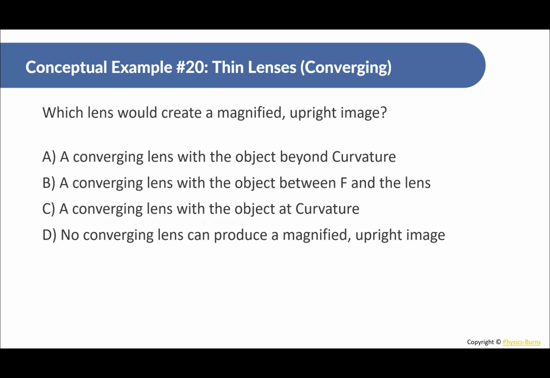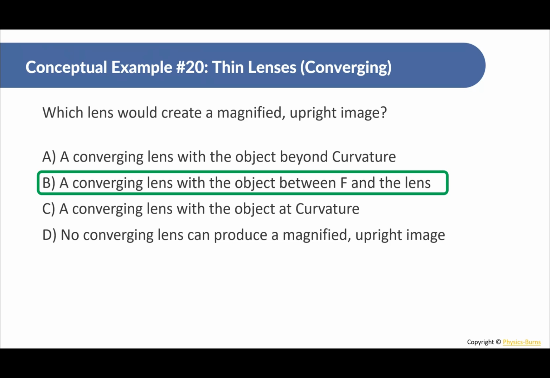Which lens would create a magnified upright image? We kind of talked about this too. A converging lens with the object beyond the curvature? No. A converging lens with the object between F and the lens? A converging lens with the object at curvature? No. No converging lens can produce it? Nope. It's going to be B. A converging lens with the object between F and the lens.